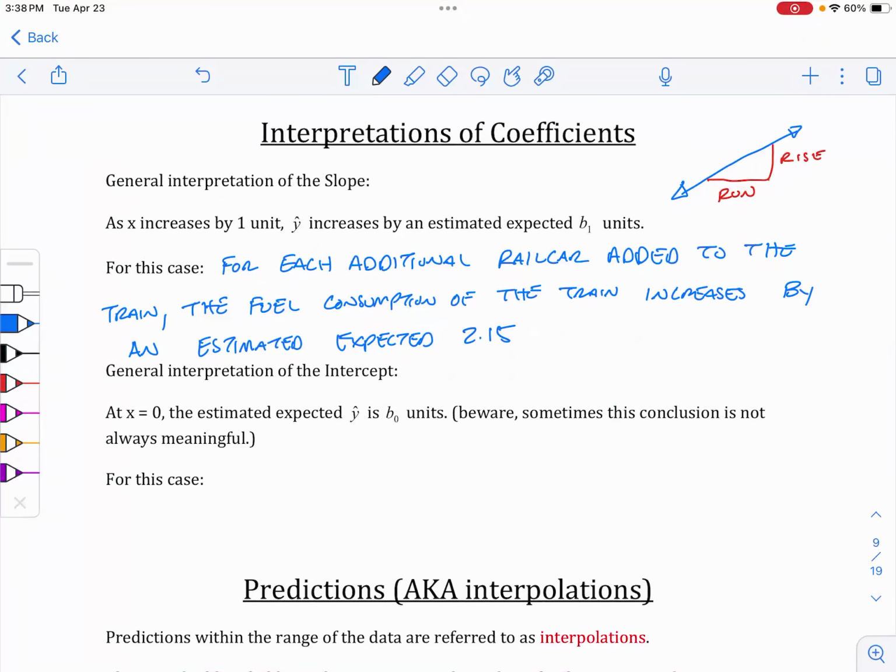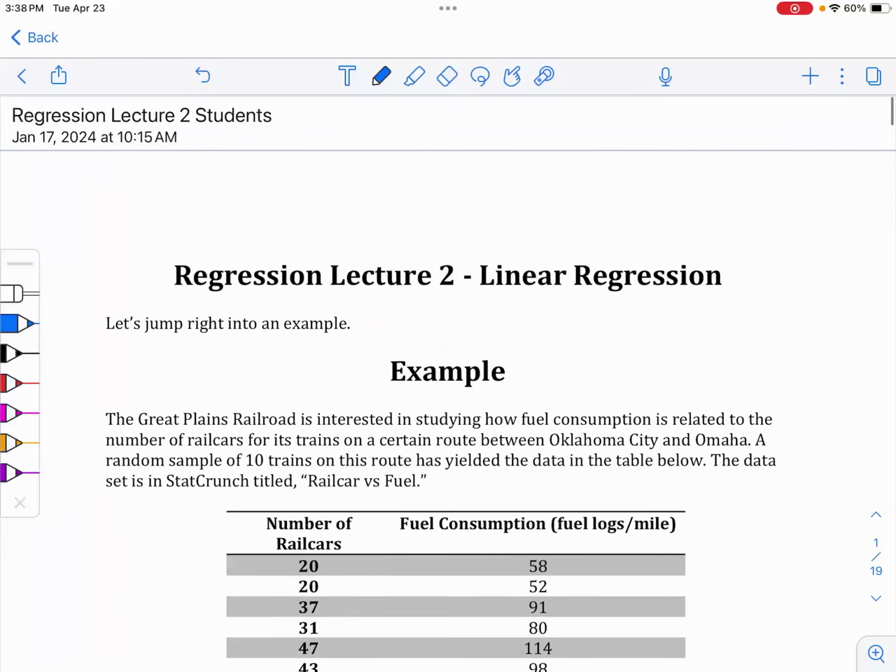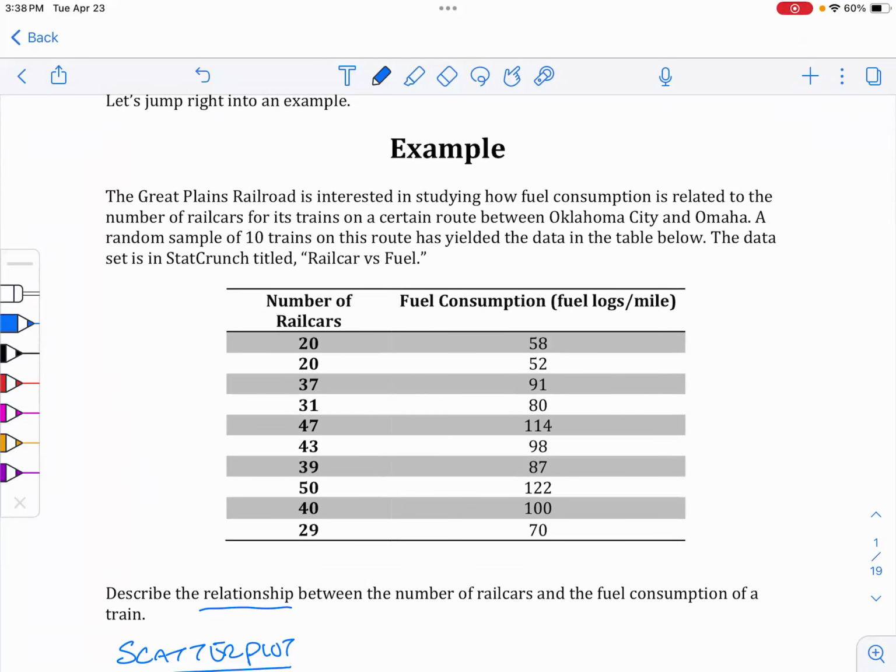Then units, and in this case, it says up here at the very start of the problem, fuel logs per mile. And sometimes X has units, but the units of the number of rail cars is 20 rail cars, 31 rail cars. This is actually 58 fuel logs per mile, 52 fuel logs per mile.